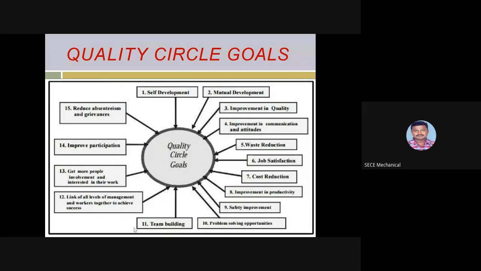You see, suppose you are the quality circle implementation in charge. When you successfully implement all these 15 points, definitely the quality of the product, the working atmosphere, the relationships and everything will be improved, from top level to bottom level, or bottom to top, or in between. Everywhere the quality will be improved when you successfully achieve all these goals in your industry.